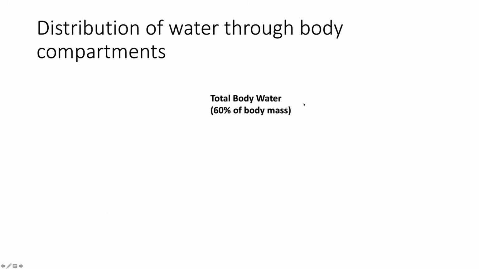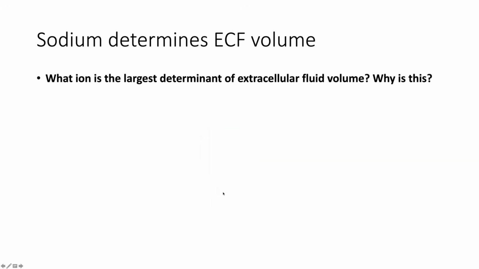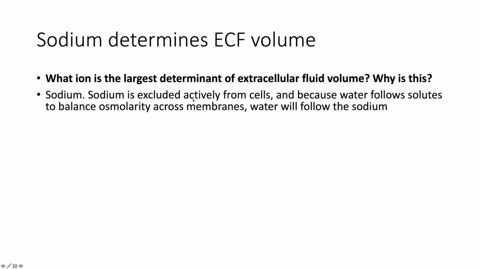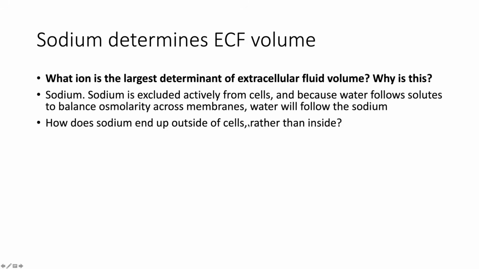Great. So let's talk briefly about this diagrammatic representation of the total body water. We said 2/3 is ICF, 1/3 is ECF, and then 1/4 is plasma and 3/4 is interstitial. So what ion is the largest determinant of extracellular fluid volume, and why is this? Sodium? Yep. What I'm trying to get you to recognize is that sodium is excluded from cells, and the reason it's excluded from cells is because of the sodium potassium ATPase. The sodium potassium ATPase excludes it from the inside of the cell and makes it go to the outside of it. Okay.